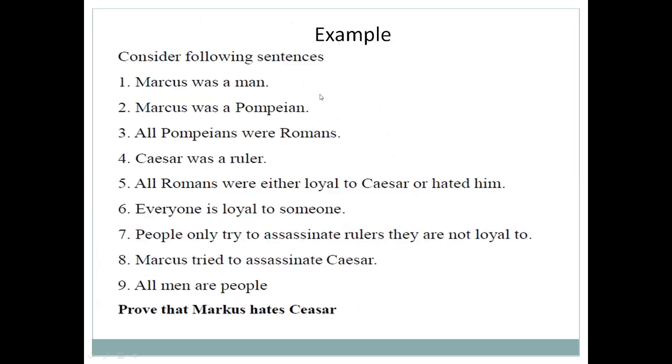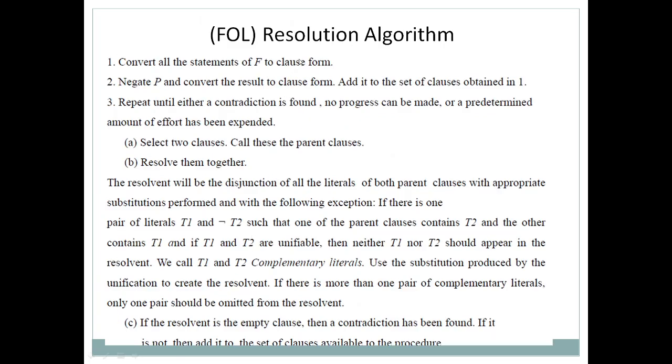If we talk about resolution, if the problem asks to prove a particular statement, then in that case you need to go through all of these steps 1, 2 and 3. Step 1 is conversion of the given statements to predicate logic, step 2 is conversion of that predicate logic to clause form, and the third step is resolution on this clause form. Okay, now we have jumped to step 3, that is resolution, because we need to prove the statement Marcus hates Caesar. So try to understand this resolution algorithm.